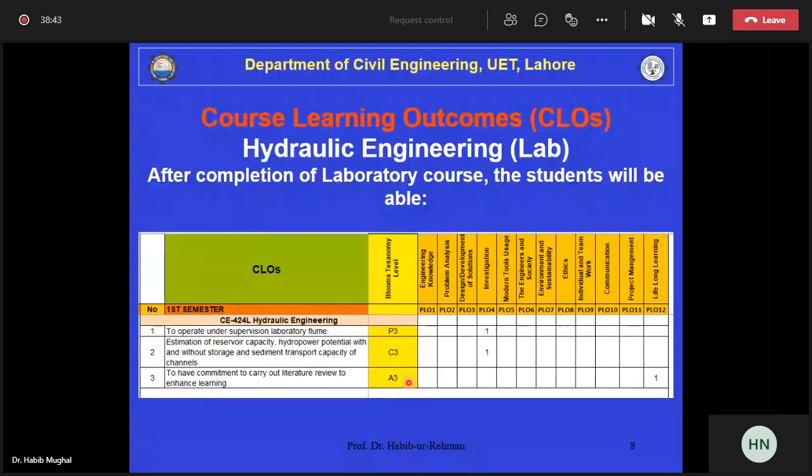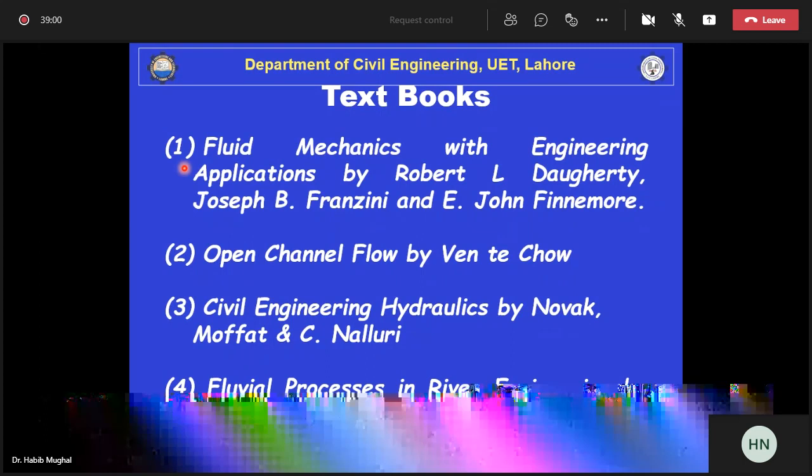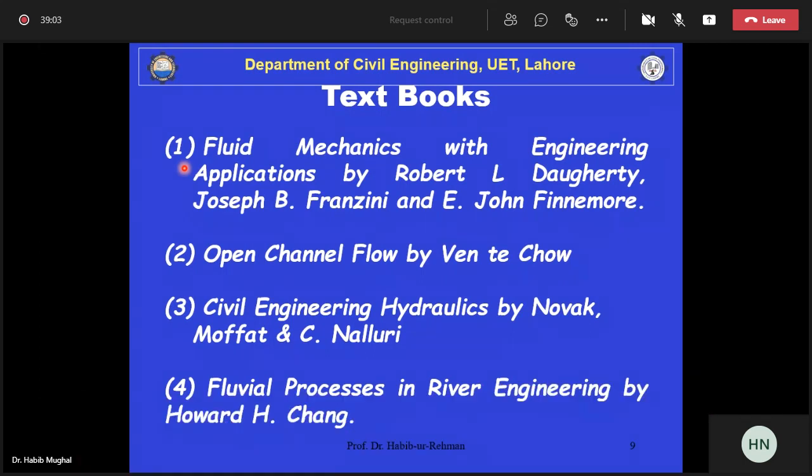Now come to the textbooks of this subject. The first textbook is the same, you know, which you are studying in Fluid 1 and Fluid 2, and you are familiar with that book already. That is Fluid Mechanics with Engineering Applications by Robert and Daugherty, Joseph Franzini, and John Finnemore. The second book is Open Channel Flow by Ven Te Chow. It's a very nice book on hydraulic engineering. And the third is Civil Engineering Hydraulics by Novak, Moffat, and Nalluri. And this is also a very nice English book on this hydraulic engineering.